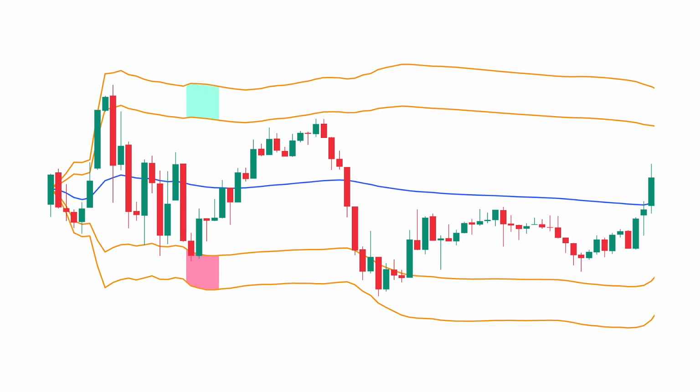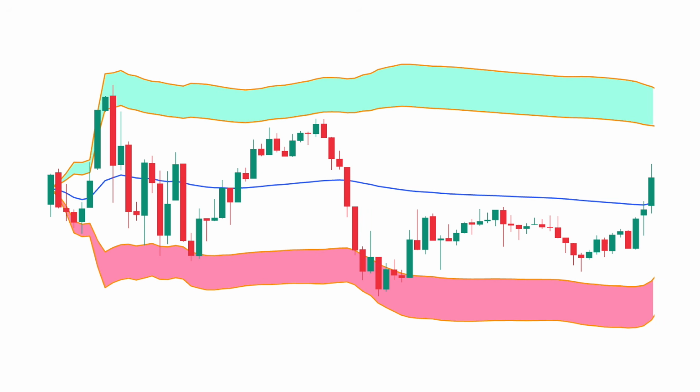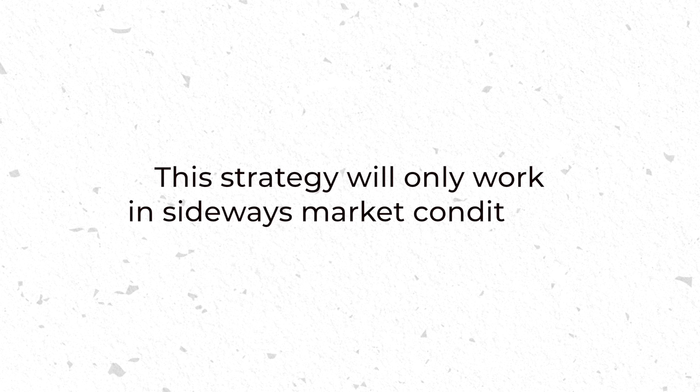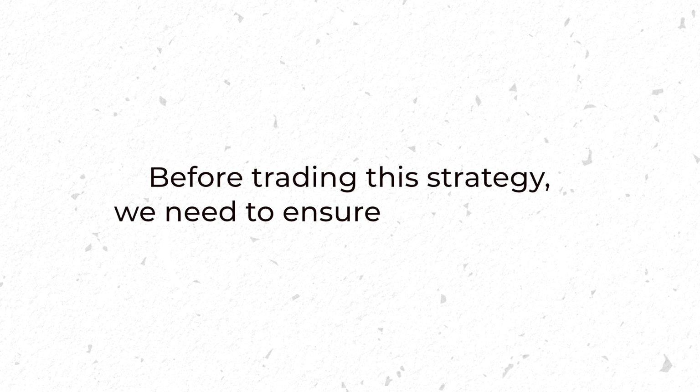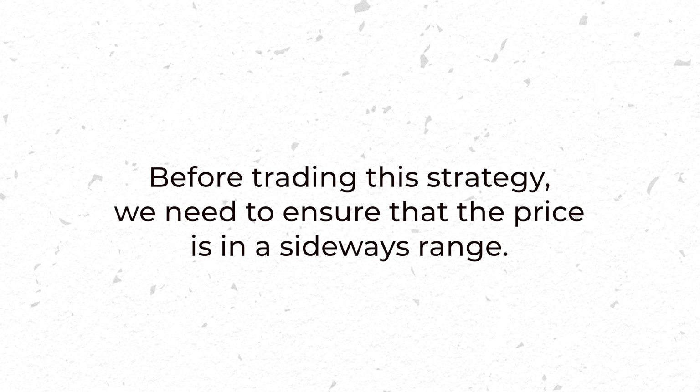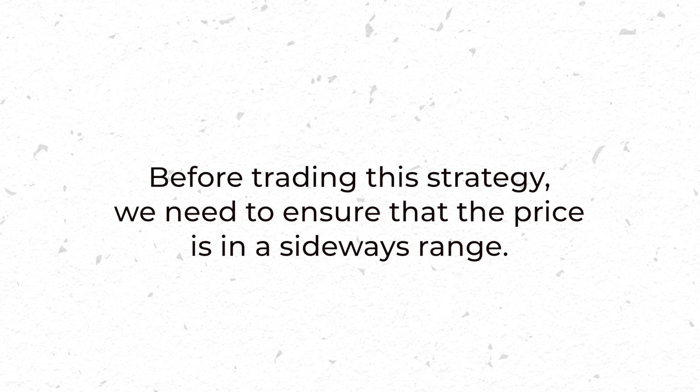Strategy number 2, VWAP reversals. As we discussed earlier, when the price is near the VWAP bands, it is likely that the price is overbought or oversold. In such conditions, the price will generally reverse back to the VWAP. But you need to keep a few things in mind. This strategy will only work in sideways market conditions. So, before trading such a strategy, we need to ensure that the price is in a sideways range.